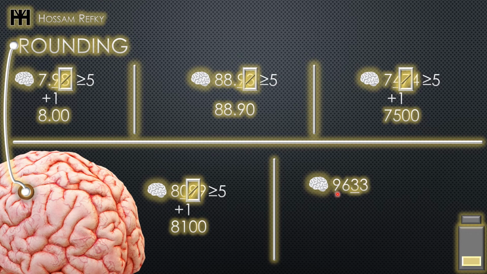Okay, we have 9,633. You want to round the 3, so we'll look at the digit after the 3. Now, is it greater than or equal to 5? No, it's smaller than 5. So we won't increase the 3 here. It will remain the same. And you know the 3 and all of the other digits after the 3 will be 0. So we have 9,630.